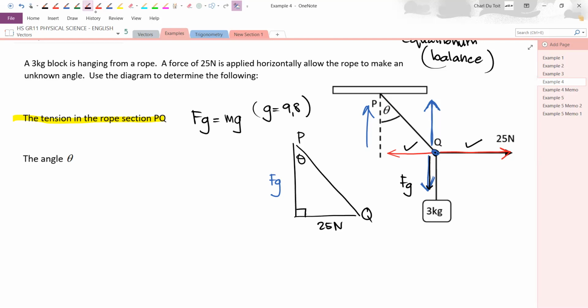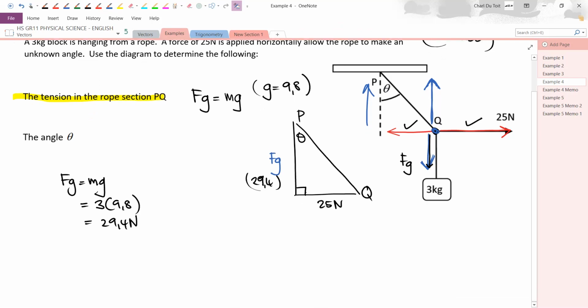And now I have to write, to get all my marks, Fg equals mg equals 3 times 9,8. I can give a value now, I can leave it. Let's just get a value now. That is 29,4 newtons. And now the tension in the rope PQ is quite easy to find, because you can just say PQ using Pythagoras is what? 29,4 squared plus 25 squared. That's 38,59.